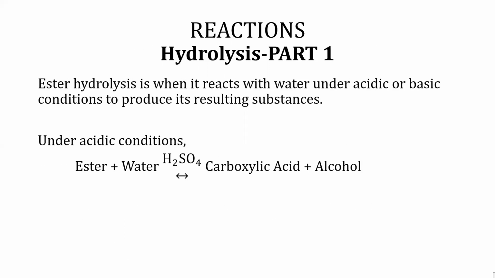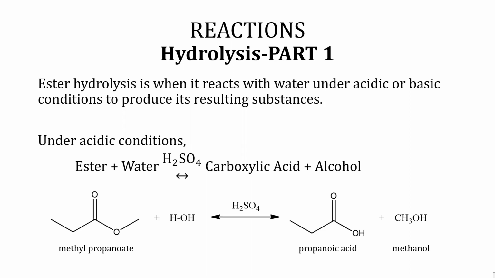Ester hydrolysis is when an ester reacts with water under acidic or basic conditions to produce its corresponding substances. Under acidic conditions, an ester plus water and H2SO4 forms a carboxylic acid and an alcohol. An example is methyl propanoate plus water and H2SO4 forming propanoic acid and methanol.